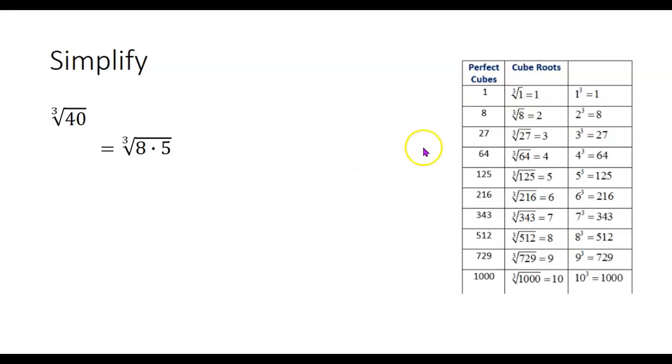Answer, we can break 40 up into 8 times 5. So the cube root of 40 would be the cube root of 8 times 5. So we've got the cube root of 8, which is 2, times the cube root of 5, which has to stay just the cube root of 5. So 2 times the cube root of 5.